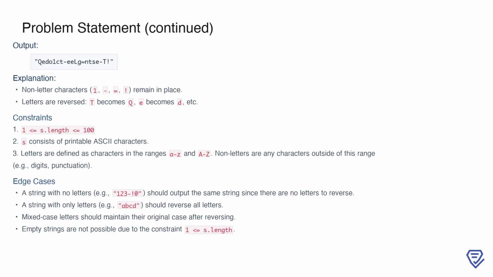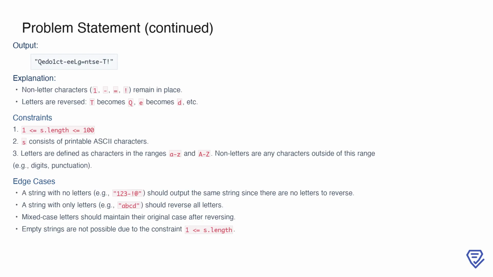Finally, let's look at the third example. For S equals test1 ing leet equals codeq. The output is keto1 ctelg equals nst. Here, the non-letter characters, including 1, dash, equals, and, remain untouched and stay in their original positions. Meanwhile, the letters in the string are reversed. For instance, T becomes Q, E becomes D, and so on.